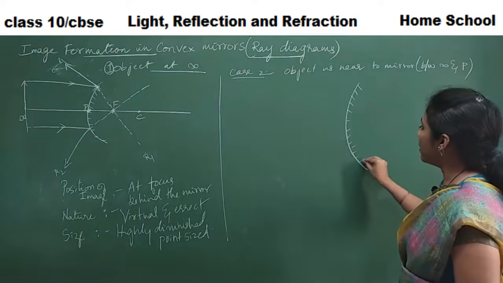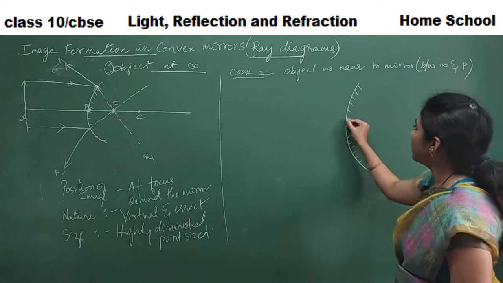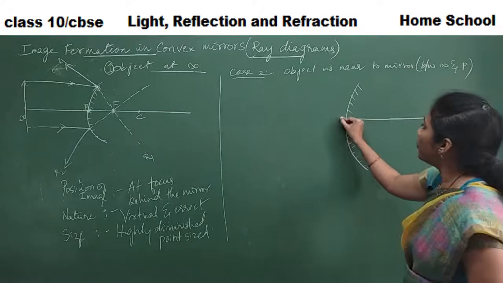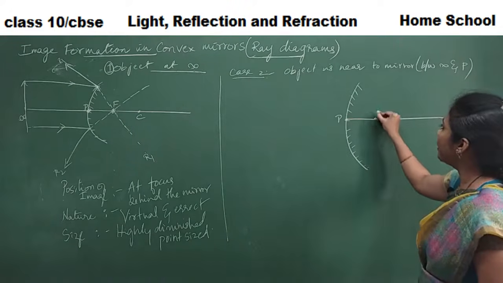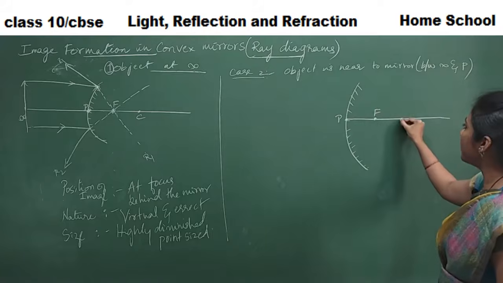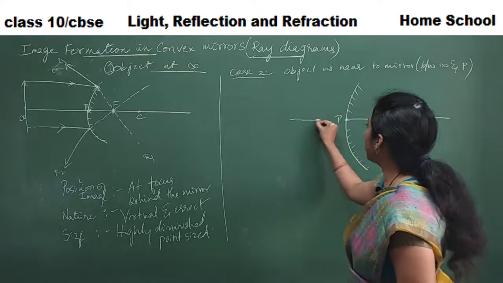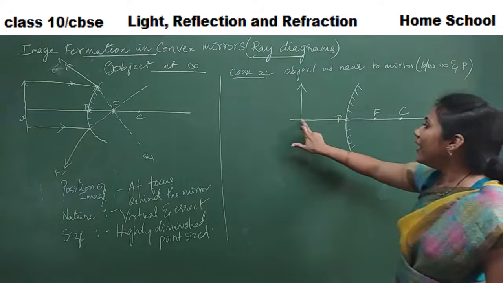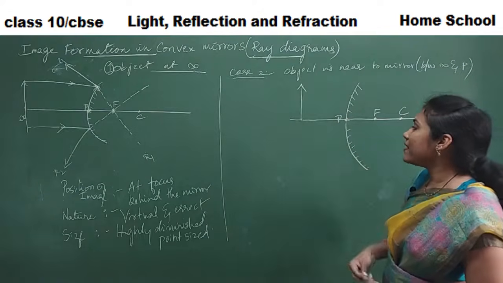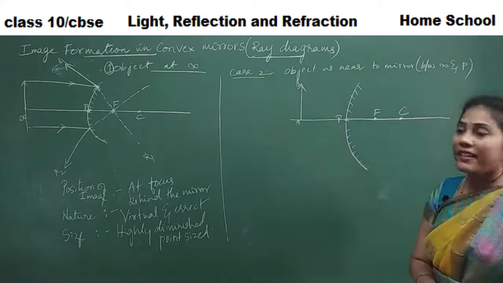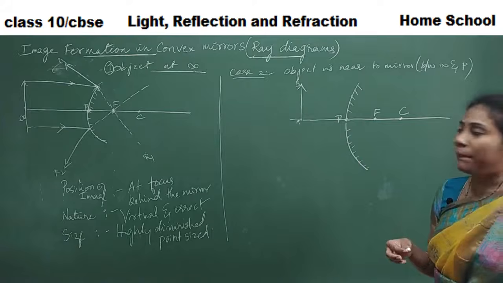Say this is our convex mirror and this is our pole, right? And this is our focus, principal focus. This is our center of curvature. Okay, and this is our principal axis. Fine. And I am keeping my object somewhere here. Okay, so this is my object AB. Fine. Now let us see how does an image appear.